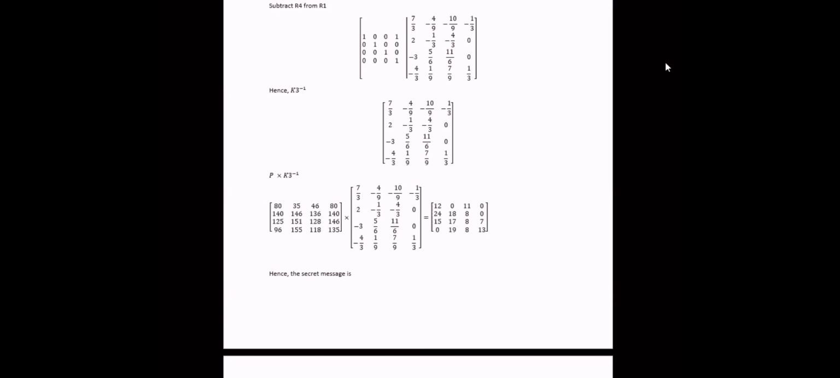So we will multiply matrix P with the inverse of matrix K3 to decrypt the secret message. So here the secret message is Malaysia Prihatin.